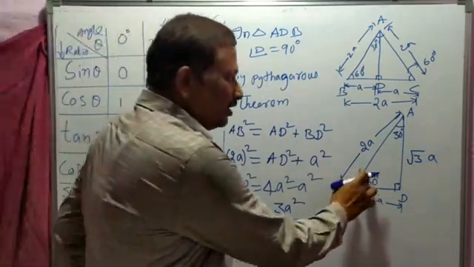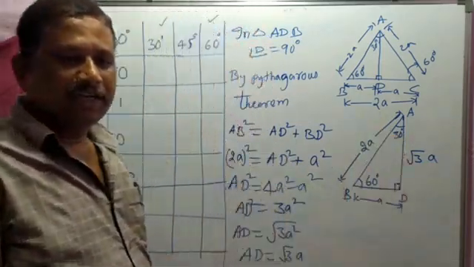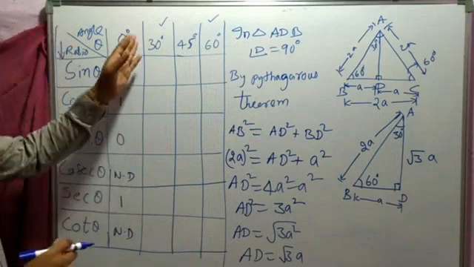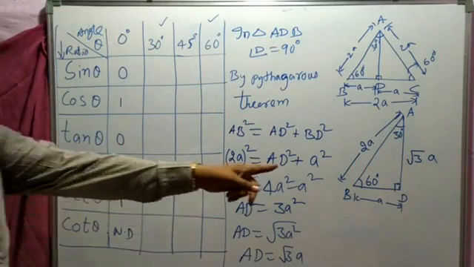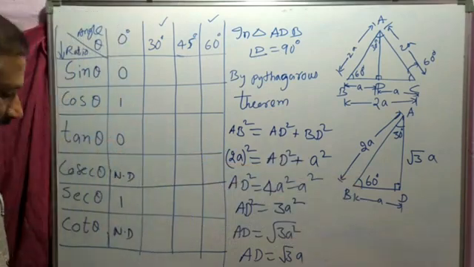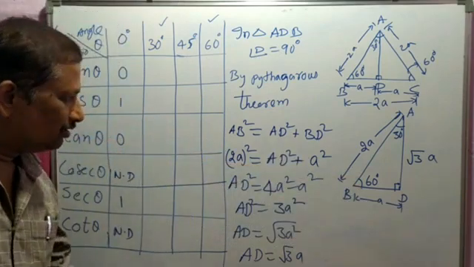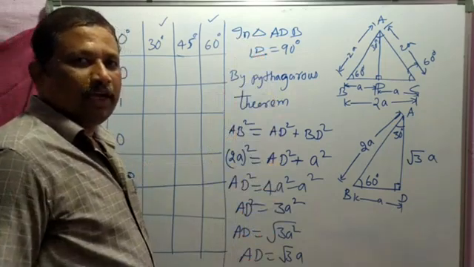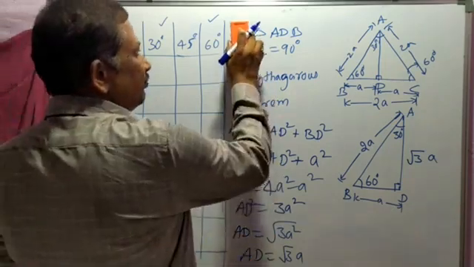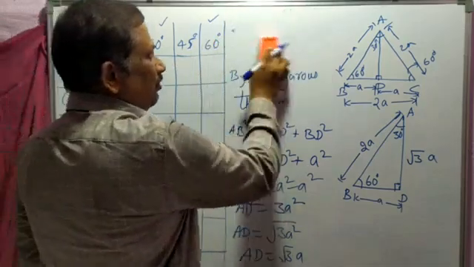So this is 60 degrees, this is 30 degrees. Now we can find the 60 degree and 30 degree ratios simultaneously by using these triangle values. Note this down, take a screenshot and note it down. I am going to drop this one. Finished? Okay.